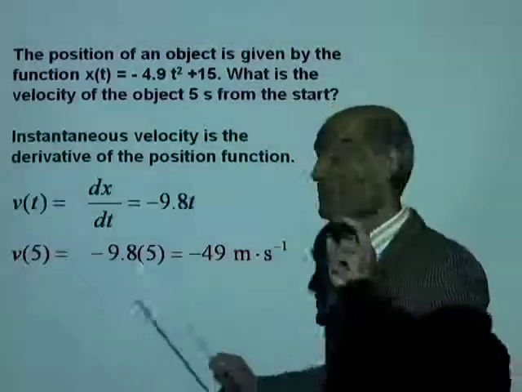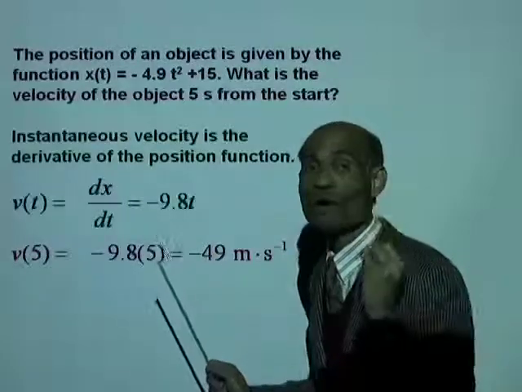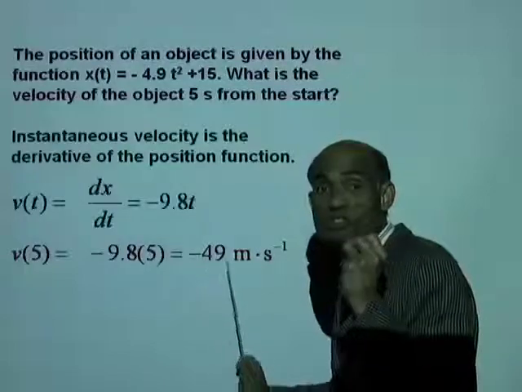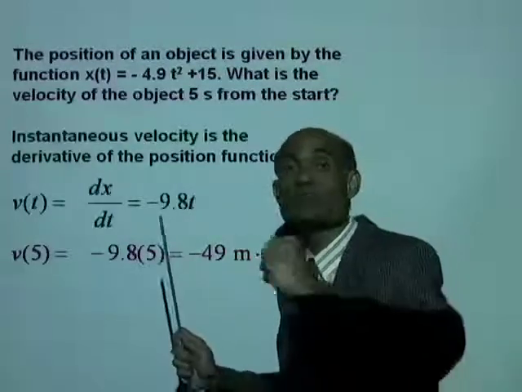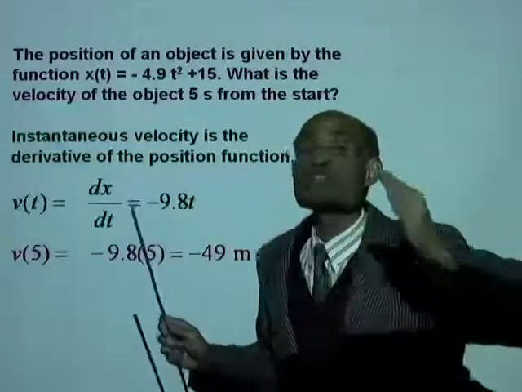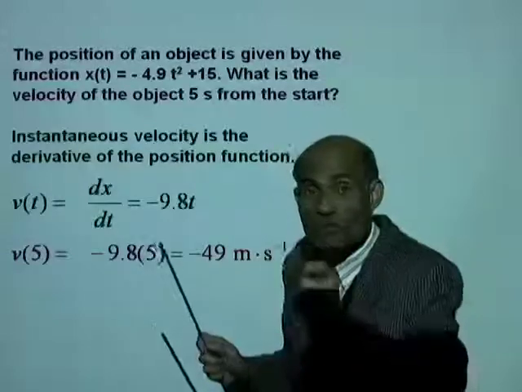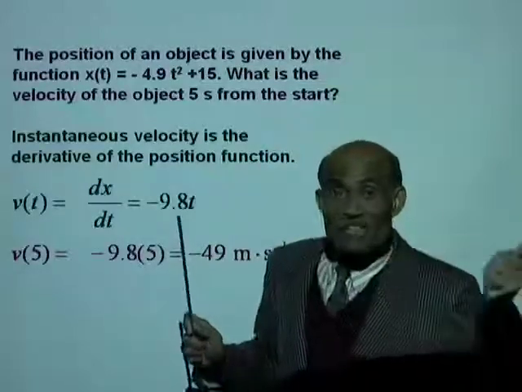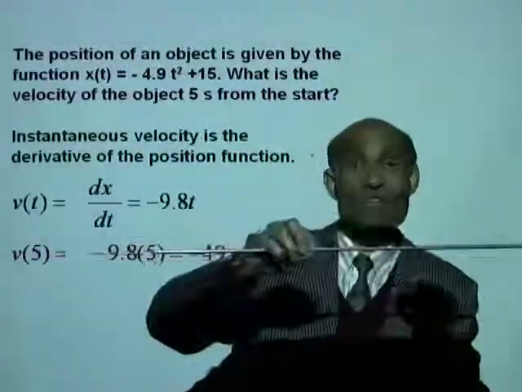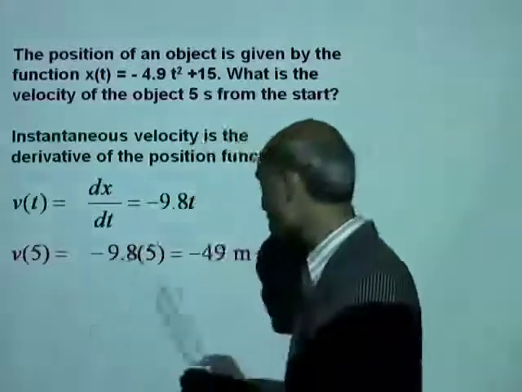Now you can see the instantaneous velocity contains two pieces of information. What are the two? The rate at which the position changes is 49 meter per second. Every second its position changes by 49 meters. Also it tells you the position changes in the negative x direction. So it tells us that the object is moving to the left. Moving to the left, that is the negative sign.